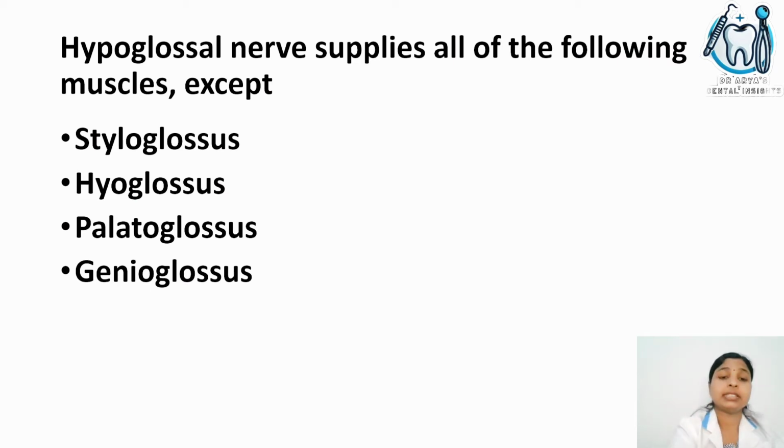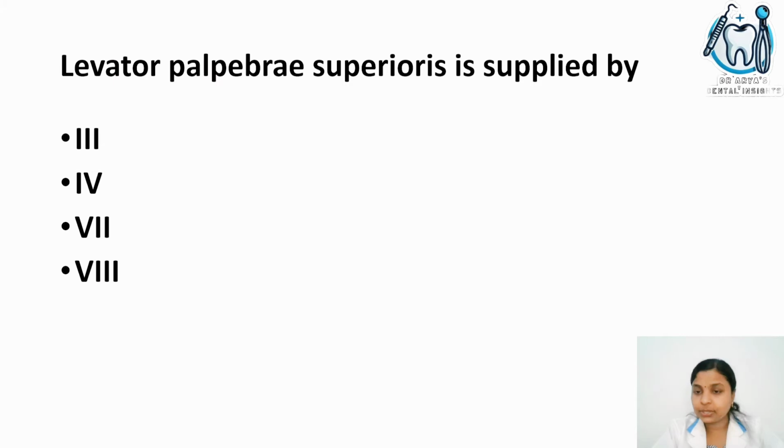Whereas palatoglossus is supplied by the vagus nerve. So the answer is palatoglossus. Next question: levator palpebrae superioris is supplied by which nerve? The options are the 3rd, 4th, 7th and 8th cranial nerves. So which one is that?